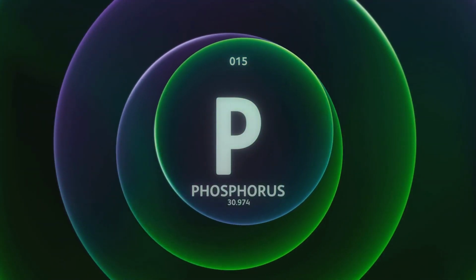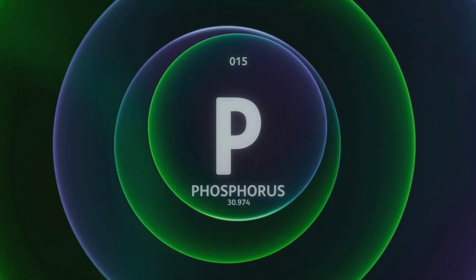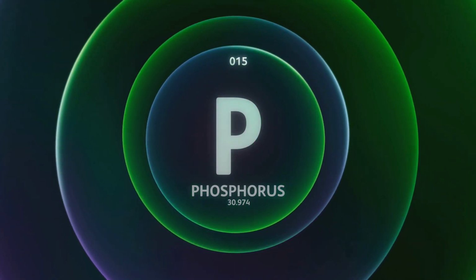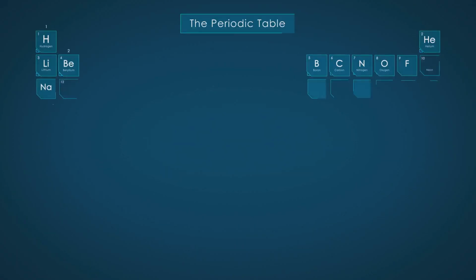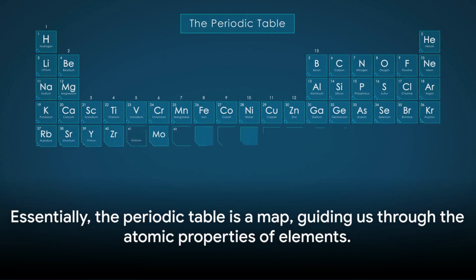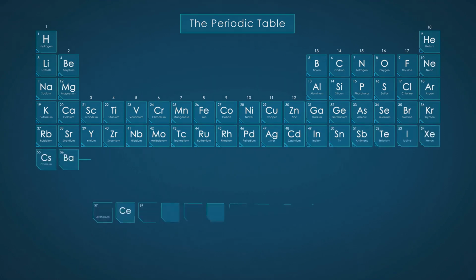It's a meticulously designed map using groups and periods as coordinates to navigate the atomic world. It's through this organization that we can predict the behavior of elements and make sense of their properties. Essentially, the periodic table is a map, guiding us through the atomic properties of elements.